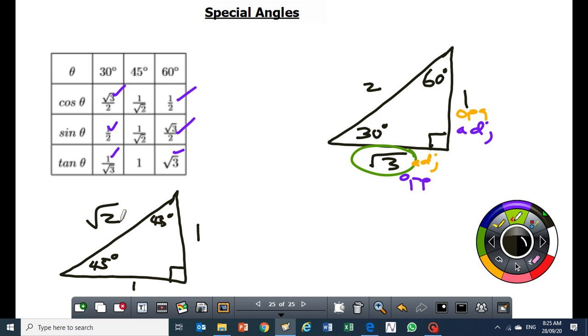Okay? So, with reference to this 45 degrees, if I want cos 45, it's going to be adjacent. Okay? If this is my opposite side, that becomes my adjacent side. So cos 45 will be adjacent over hypotenuse, which is 1 over square root of 2.